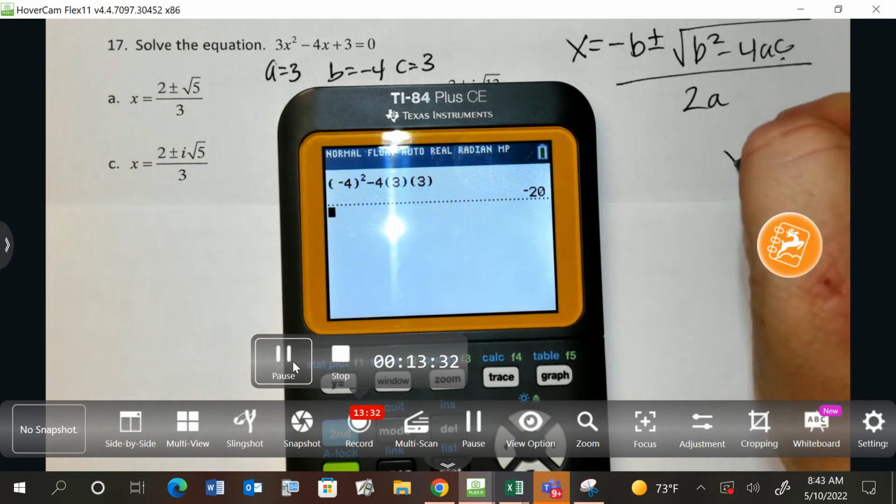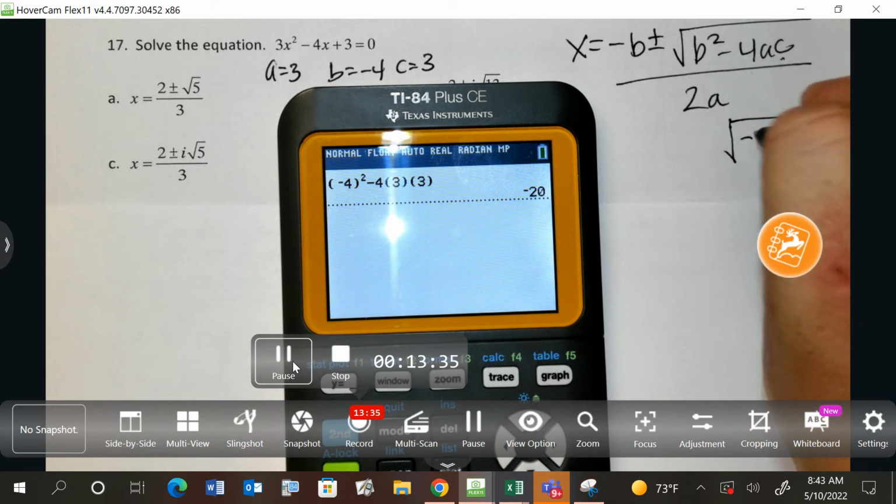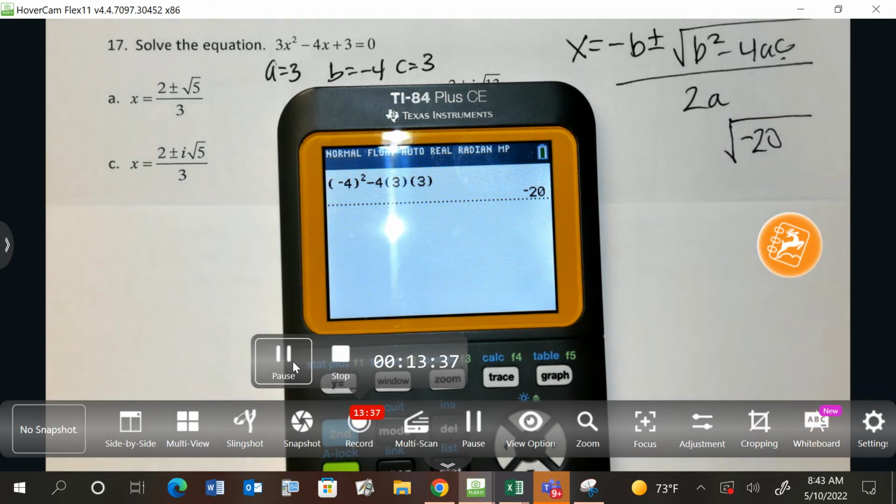Negative 20. Louise, can you tell the class anytime they have a square root and there is a negative sign inside the square root, like a negative 20 in this case, what type of answers will they see for answers? I's.